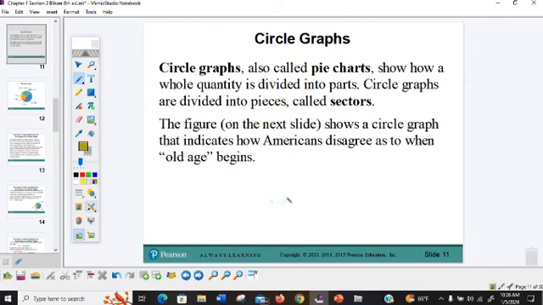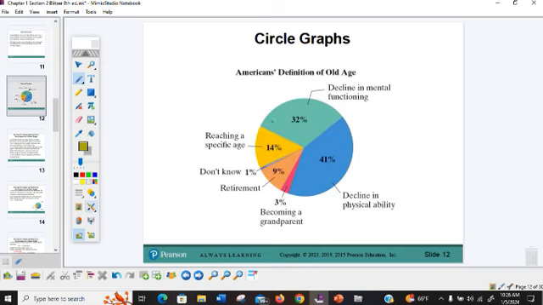Next, we're going to do estimation using some graphs. So first, let's start with circle graphs. They're also called pie charts. They're divided into parts called sectors, those pieces. The figure on the next slide shows a graph that indicates how many Americans disagree as to when old age begins. So let's look at it.